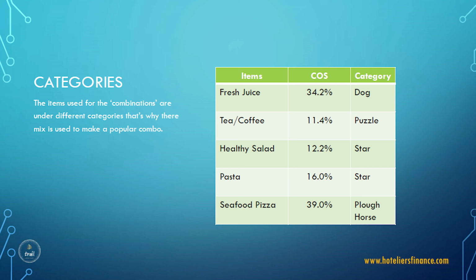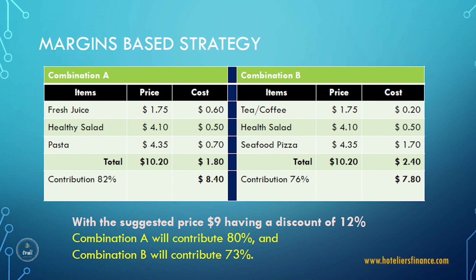And the second combination, tea and coffee, the cost of sale is 11%, is a puzzle, which means it's profitable but it's not giving me the volume. Second, healthy salad is our star category, 12% cost of sale. And seafood pizza, the cost of sale is 39%, very high. It's a Plowhorse, which means it is popular but it's not giving margin to us. So the second combination is a puzzle, which is profitable but low volume, a star, which is popular and profitable, and a Plowhorse, which is popular but not profitable. So the selling price of both is $10.20. So you can choose combination A or combination B.